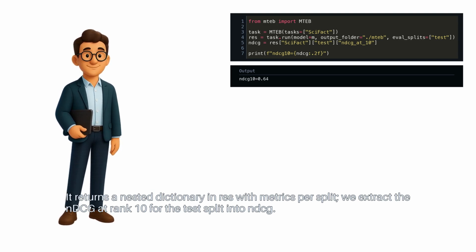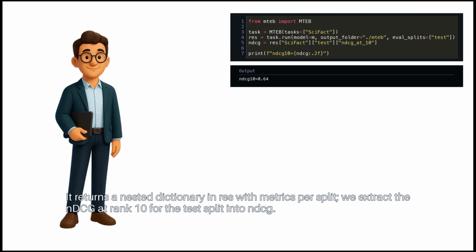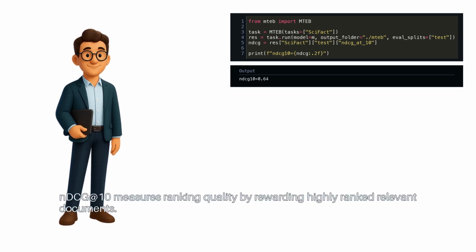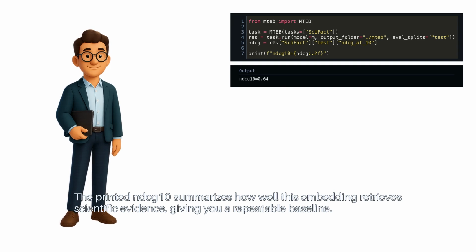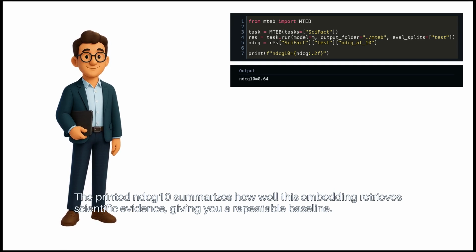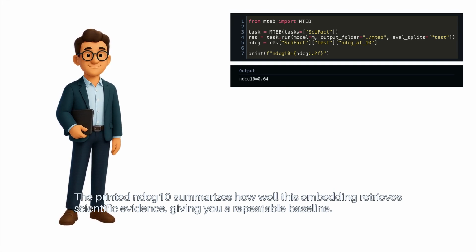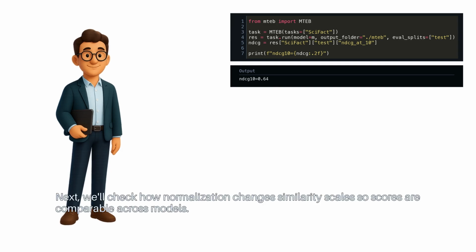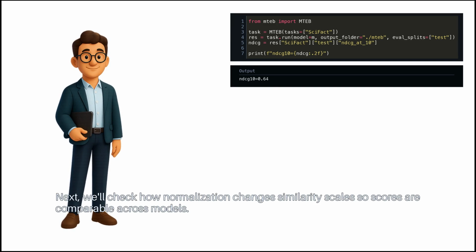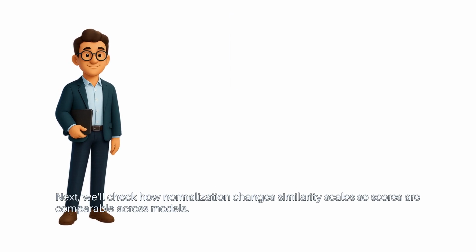We extract the nDCG at rank 10 for the test split into nDCG. nDCG at 10 measures ranking quality by rewarding highly ranked, relevant documents. The printed nDCG 10 summarizes how well this embedding retrieves scientific evidence, giving you a repeatable baseline. Next, we'll check how normalization changes similarity scales, so scores are comparable across models.